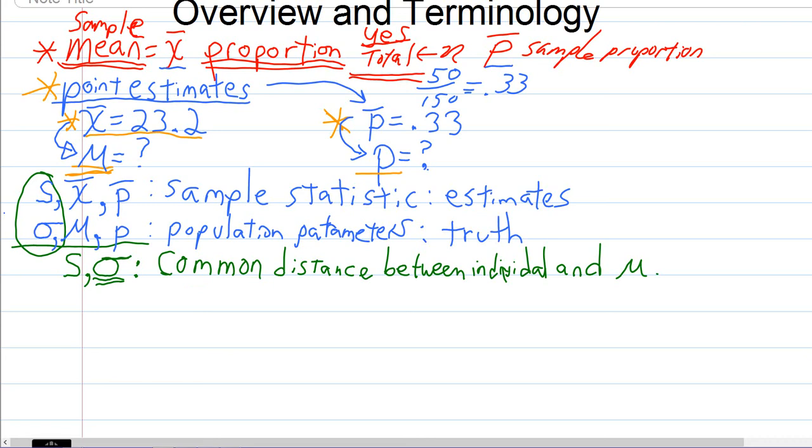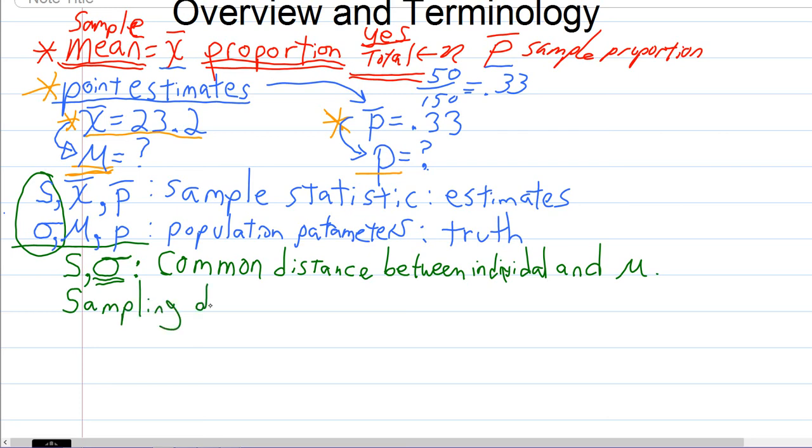Now, especially if we're talking about things that are normally distributed, have one of these bell-shaped distributions that we talk about so often when we're doing confidence intervals or talking about sampling distributions. So a standard deviation tells you a common distance between an individual and the truth. Now, when you're talking about sampling distributions, that's the next thing. Let's review here very quickly.